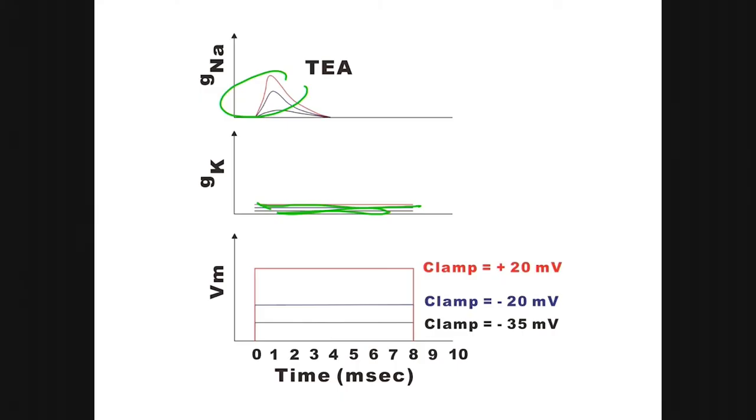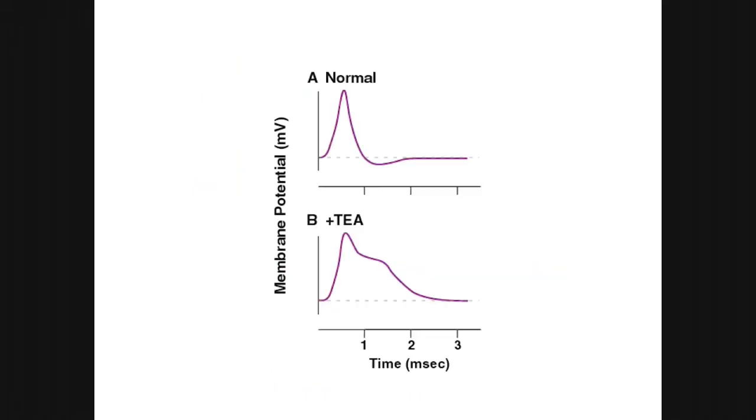What would the effect of TEA be on an action potential? So here is a normal action potential right here. You see the depolarizing phase, the repolarizing phase. Here's the after hyperpolarization. Here is the action potential in TEA. Note the beginning part of the action potential is pretty much identical to the beginning part of the normal action potential. But what's different is, as your colleague has indicated, it is longer in duration. And note there is no after hyperpolarization.